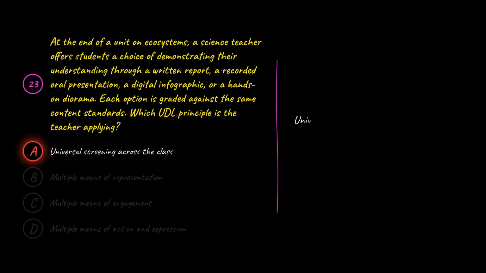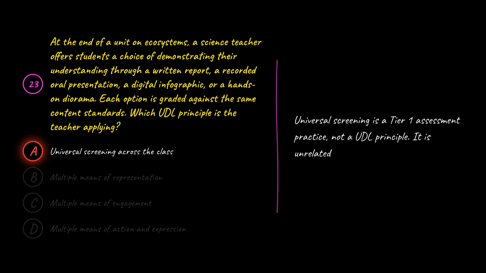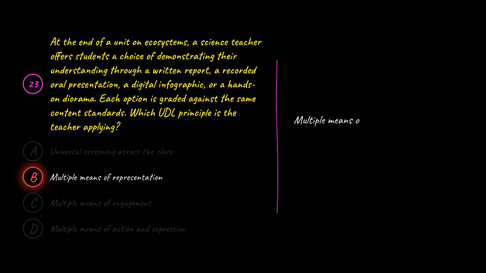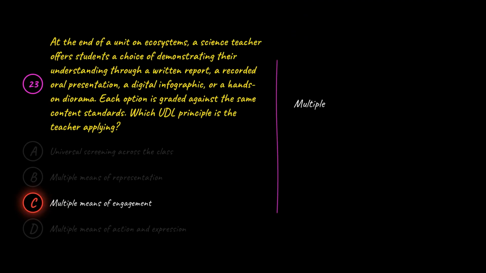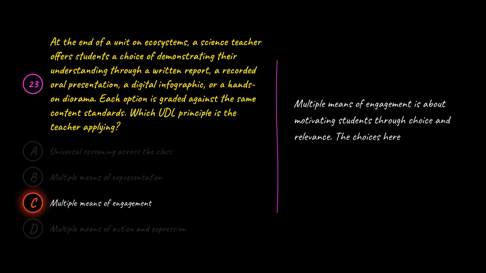A is wrong because universal screening is a Tier 1 assessment practice, not a UDL principle. It is unrelated to choice of output format. B is wrong because multiple means of representation is about how content is presented, not how students show what they have learned. C is wrong because multiple means of engagement is about motivating students through choice and relevance. The choices here are about output format, which sits under action and expression.